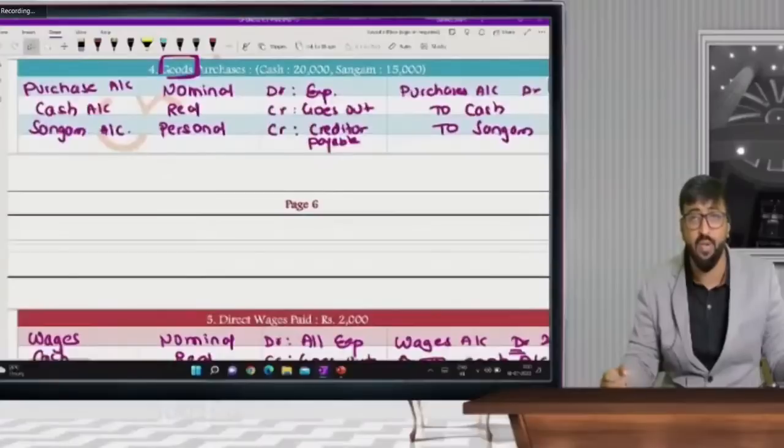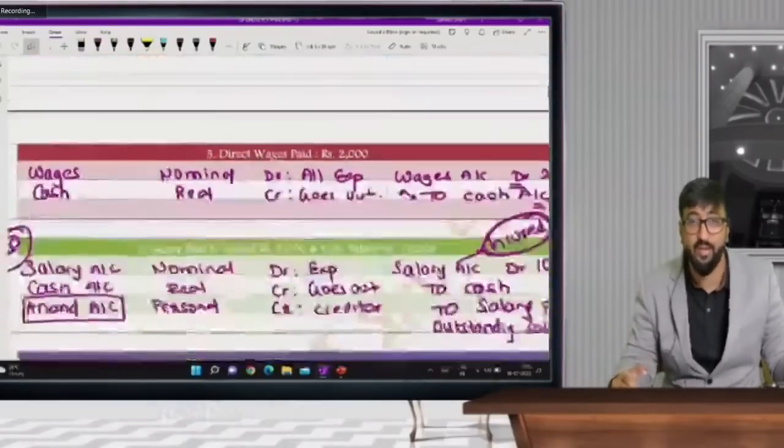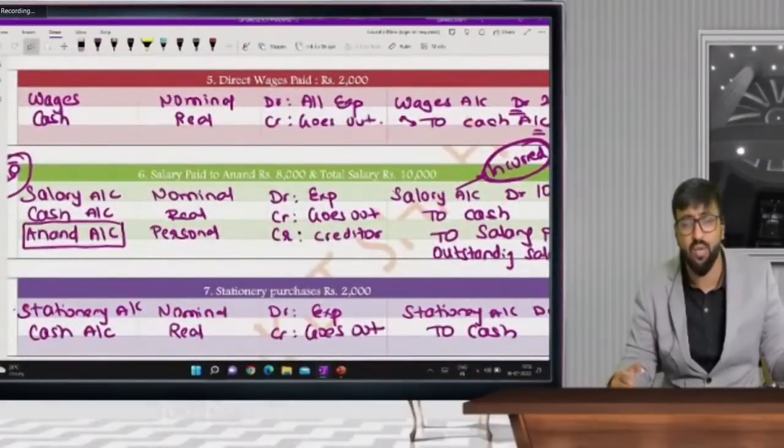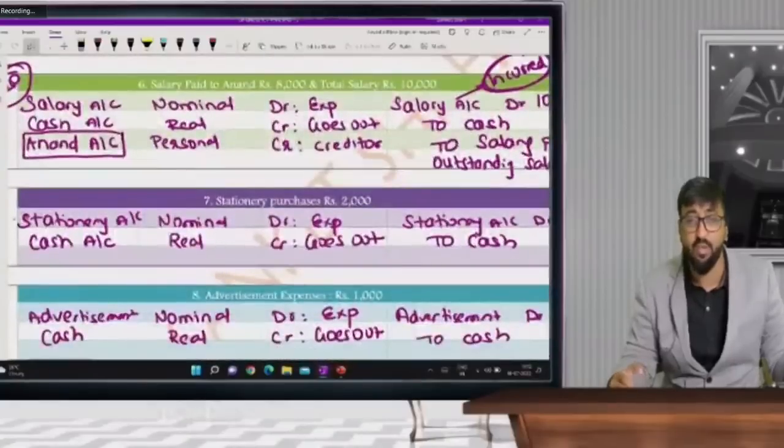Next entry: goods purchased from Sangam. Purchases account, cash account, and Sangam account. Purchases account debit, debit all expenses. Sangam account is a creditor, and cash goes out, so to cash account credited. Direct wages, very simple: wages account debit to cash. Wages is a nominal account, and cash is a real account. Please recall it very fast. Salary account to Anand, we already did this. Salary is the accrual basis concept. Salary expenditure 10,000, to cash 8,000, to salary payable 2,000.